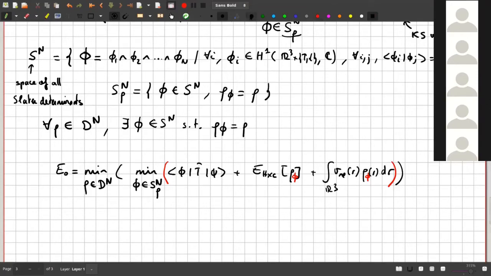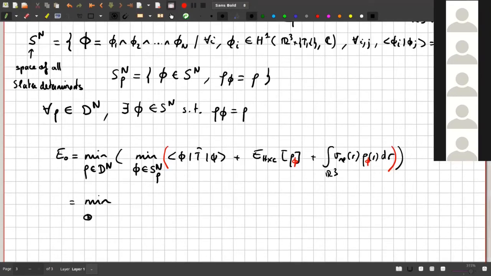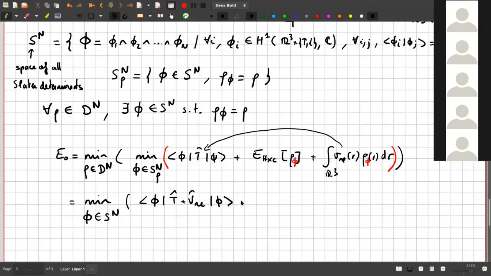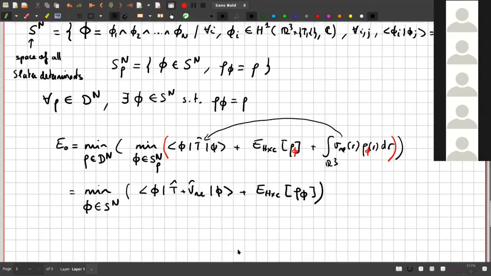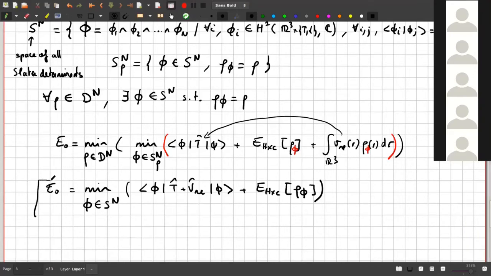And if I do that, I'm going to get that it is the same as the minimum over all possible Slater determinants of the expectation value of T in phi. And here I will do something to simplify the expression. The VNE part, I can put it back now in the expectation value. So I will put the VNE operator here. It is exactly the same. And now I have the Hartree exchange correlation functional depending on rho of the determinant phi. Okay? And so this is the Kohn-Sham expression.